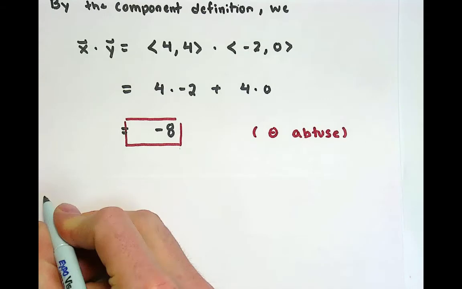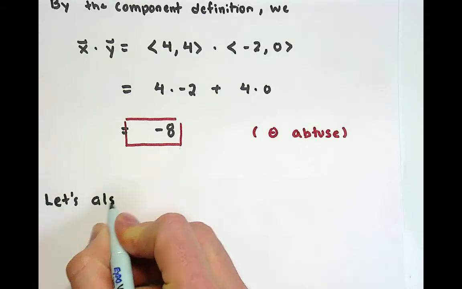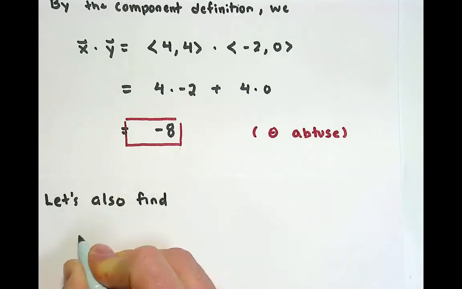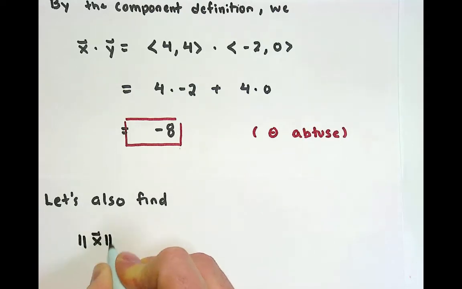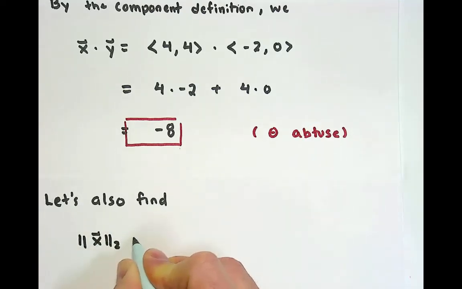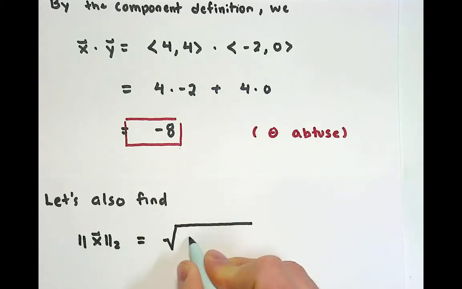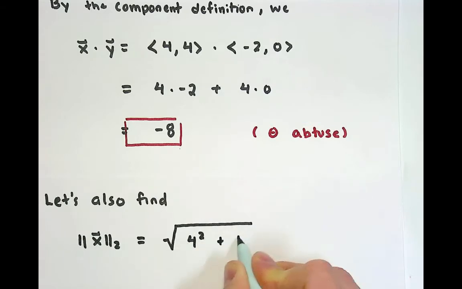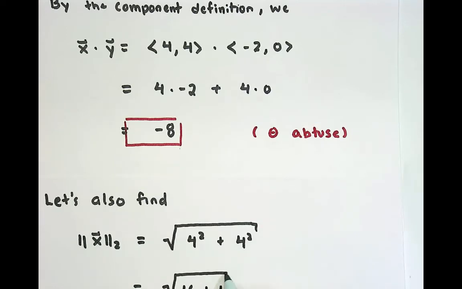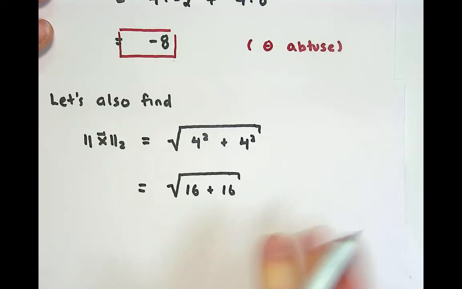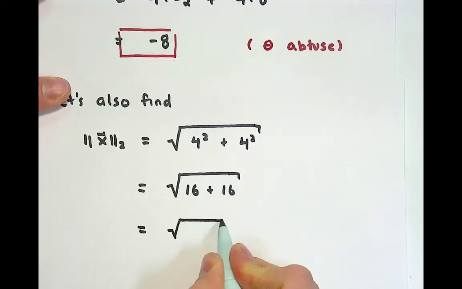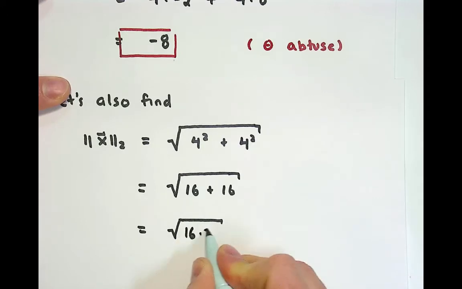So let's find the two norm of x, and we'll do this one in the classical way, which is to take the square root of 4 squared plus 4 squared, which is of course the square root of 16 plus 16, and then this goes down to the square root of 16 times 2, which is of course 4 square roots of 2.